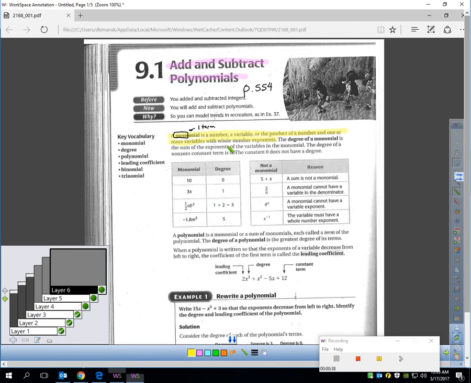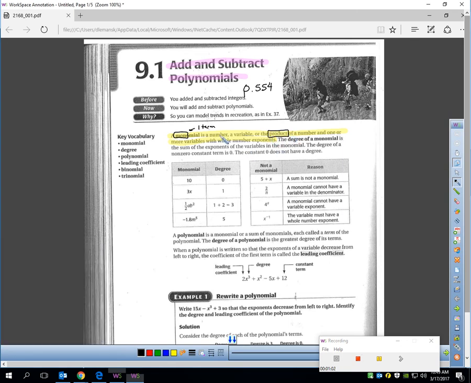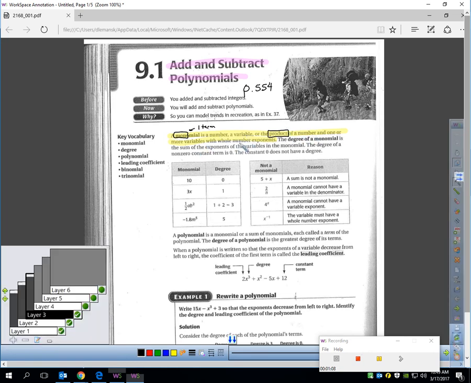Now, read this carefully. A monomial is a number, a variable, or the product. Now, what does the word product mean? Think about that. Product is multiplication. So if I take a number, a variable, and I multiply numbers and variables together with whole number exponents, that's still considered a monomial. And I underline whole number exponents. I can't have negative exponents. Whole numbers are positive. I can't have fractional exponents. To be a monomial, the exponent has to be a positive whole amount.